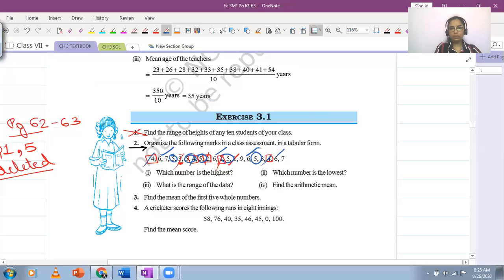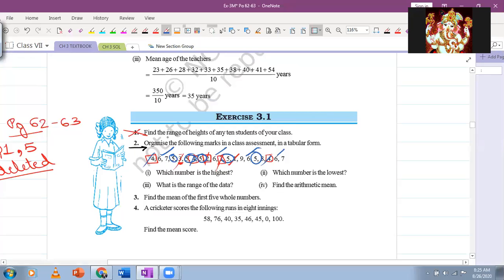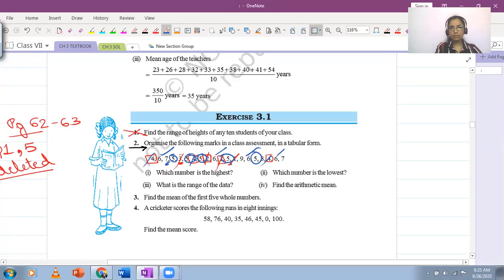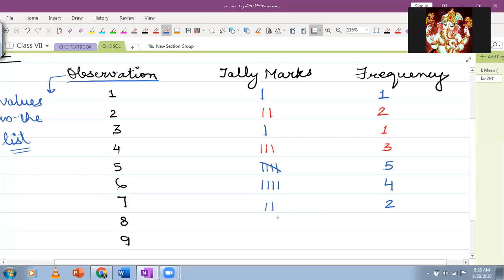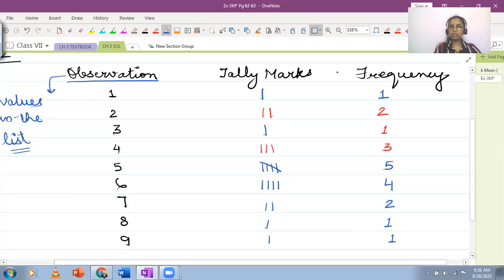And then 7. 2 times. 7 is here 2 times. And at the last, so we have 7 twice. What about 8 and 9? I think they're one time occurring. 8 is occurring once, 9 is occurring once. I hope everyone is clear how we have done this.